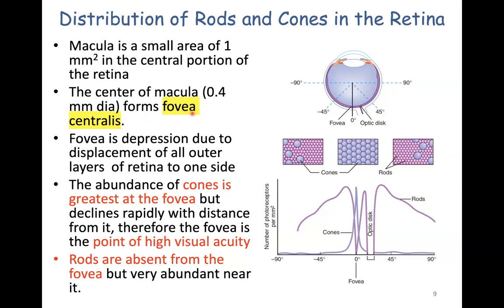Now, as you can guess, rods are not present at the fovea centralis. So where are the rods present? The rods are present right around the fovea centralis. So you can picture this as a fovea centralis with the highest amount of cones. The rods are in the greatest abundance around the fovea, but not actually in it, okay?